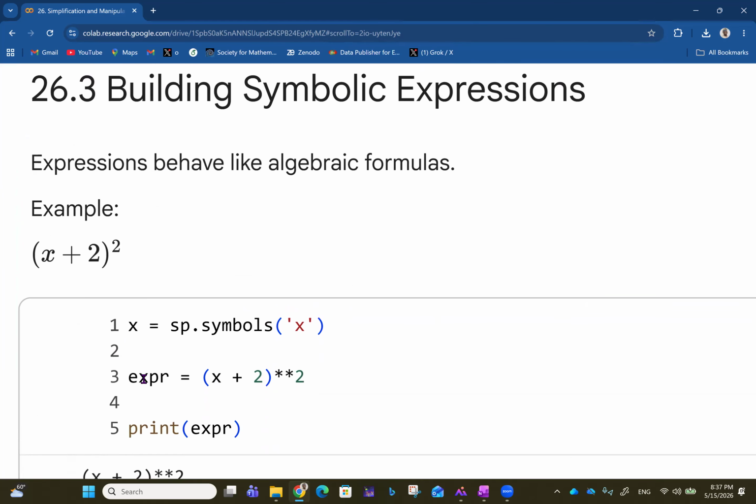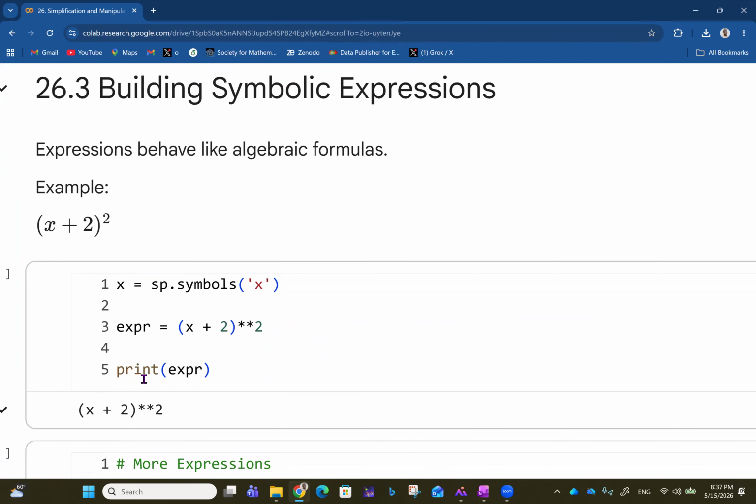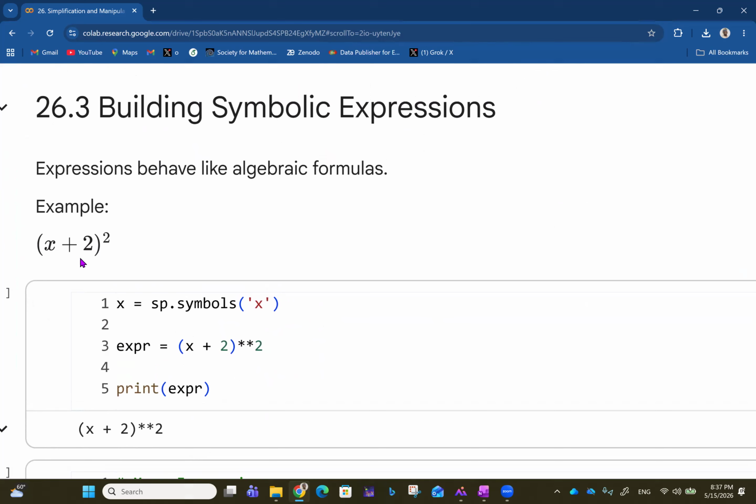Now, building symbolic expressions. Expressions behave like algebraic formulas. For example, you have x plus 2 raised to power 2. So x is sp.symbols x, because that's the only variable you have there. Then the expression is x plus 2, star star 2. One star is multiplication, two stars is power. Then if you print the expression, you have x plus 2 raised to power 2.